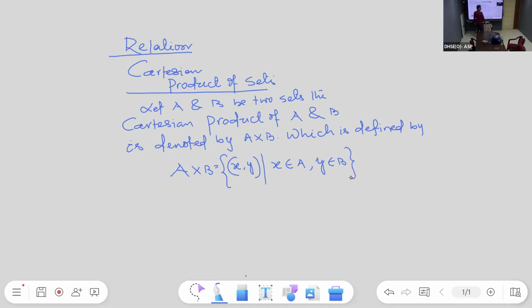That means the Cartesian product of two sets A and B contains all possible ordered pairs whose first component belongs to the set A and second component belongs to the set B. Okay. In an ordered pair, the element written in the left-hand side is known as the first component, and the element written in the right-hand side is known as the second component. So let's come to an example.